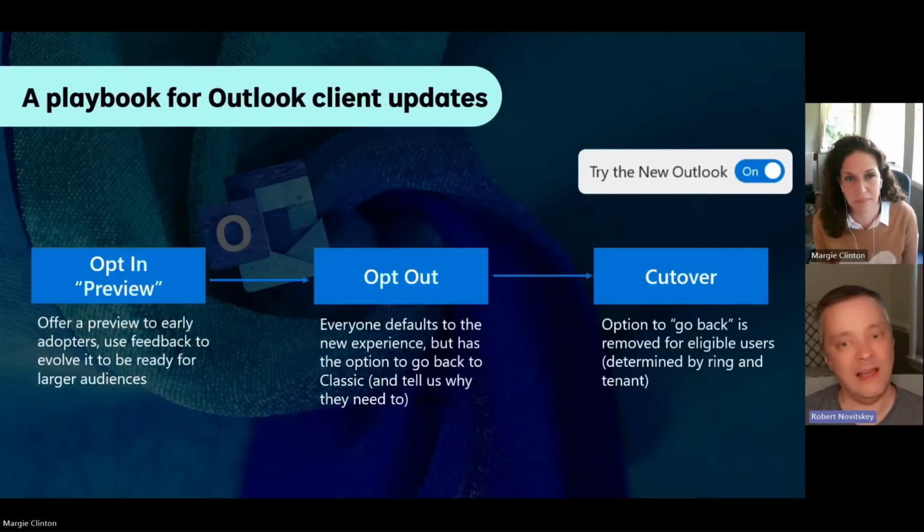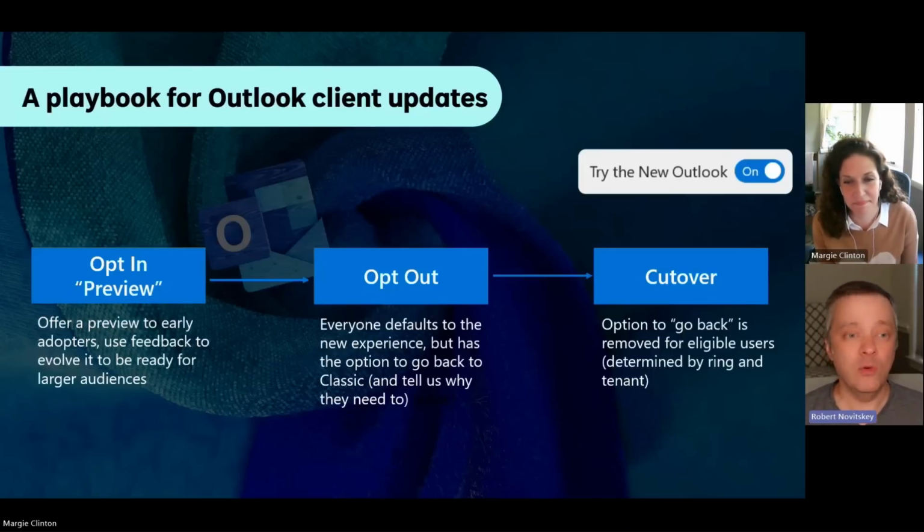Now, the new Outlook will still have the toggle. You can opt out. You can say, "I'm sorry, you've done everything that you said you would do, and for whatever reason, I still need to go back to the old one," whether that be for a workload or for a feature that's missing. And again, you can turn it off and tell us why, and we'll continue evolving the product. It's a journey.